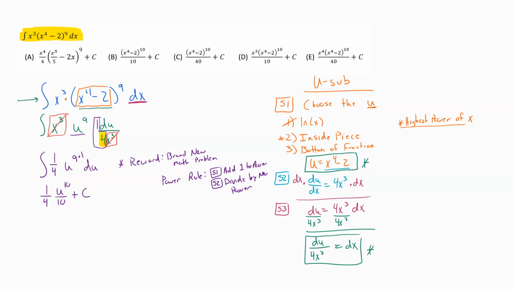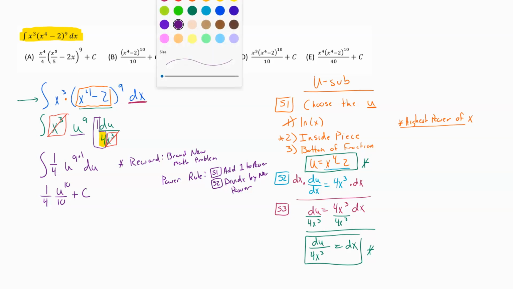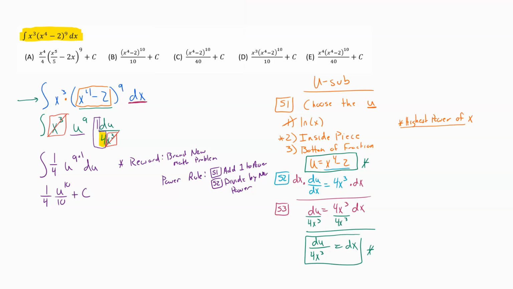The last move really here is that you didn't care about u. You really cared about what u was. And so now what you want to do is substitute back in your u into the equation. So we'd end up with 1/4, and then instead of u, I pop back in what u was, x to the 4th minus 2, raised to the 10th over 10 plus c.